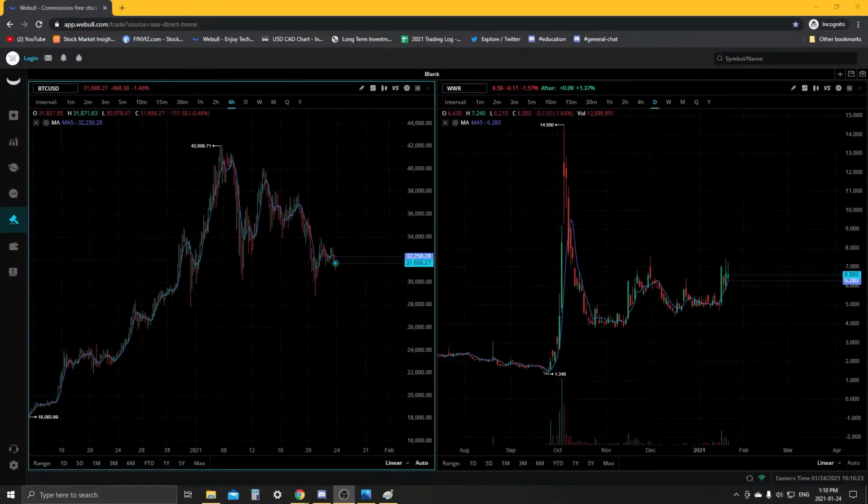To the left, I have Bitcoin, and to the right, I have WWR. Now, Bitcoin is a cryptocurrency, so the market doesn't really close, so that's why it's still moving. But the stock market is closed. It is Sunday, so WWR would be a good example of what I'm trying to talk about.